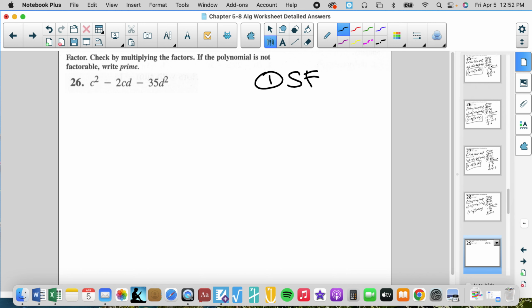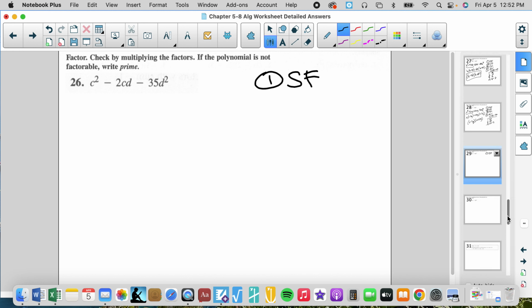Standard form. That's still a lot. This may be an hour long again. Standard form. Common factor.